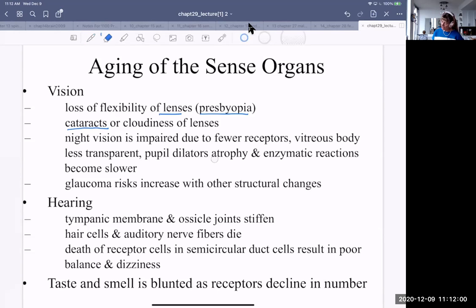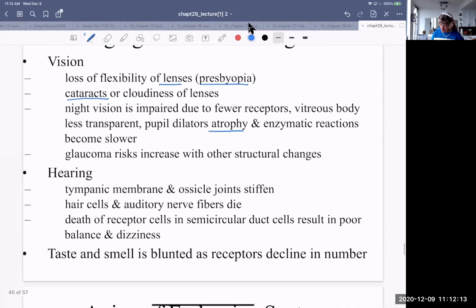Pupil dilators atrophy. And enzymic reactions become slower. Glaucoma risks increase with other structural changes. Hearing can also be affected by aging. The tympanic membrane and ossicle joints stiffen. Hair cells and auditory nerve fibers die.